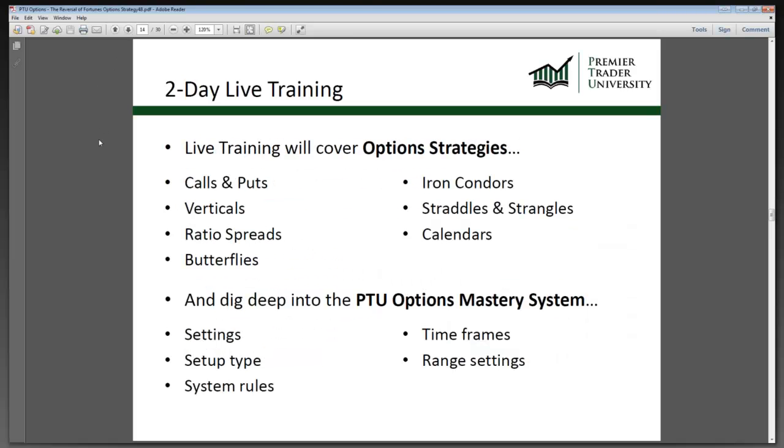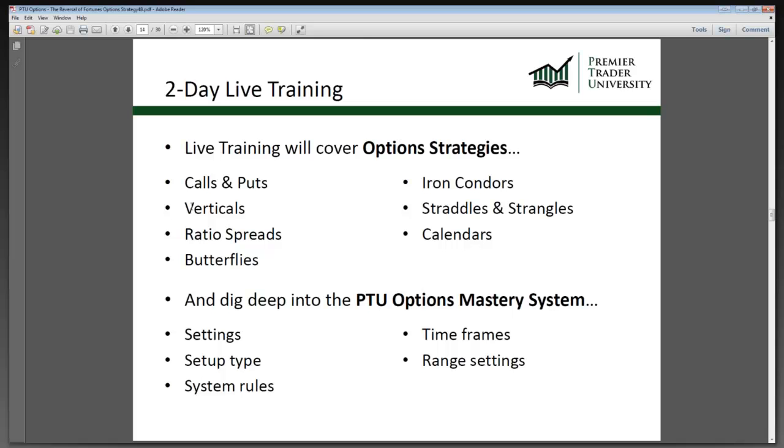Now, some of these strategies that we're going to talk about are calls and puts, verticals, which we talked about here today, butterflies, and iron condors. Don't be intimidated by this. If you did nothing more than learn how to trade calls and puts and maybe a vertical spread over time, you'll be just fine. You can be successful trading those strategies. That's all I did for the first number of years of my trading.